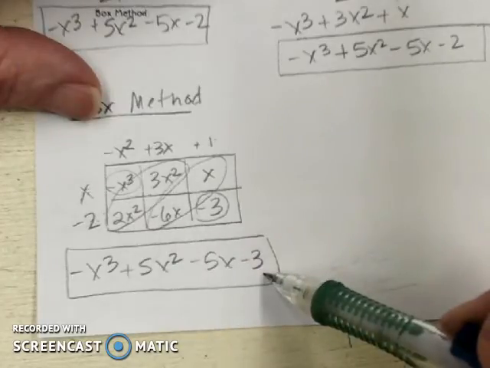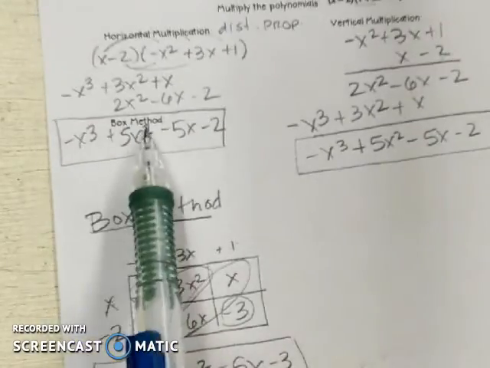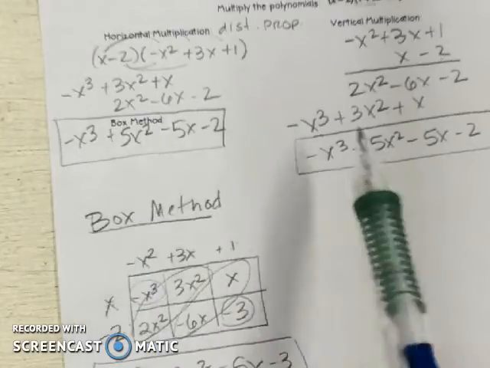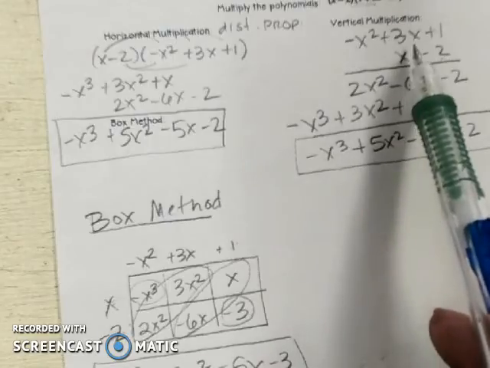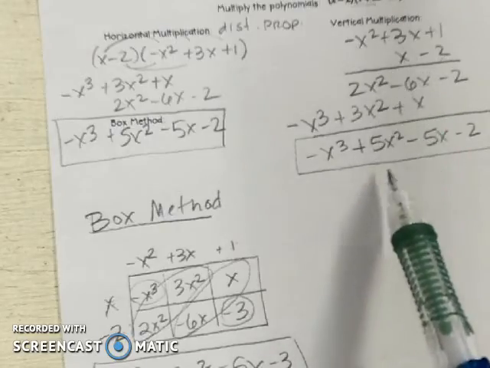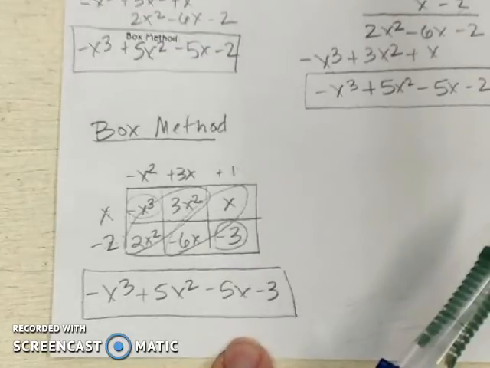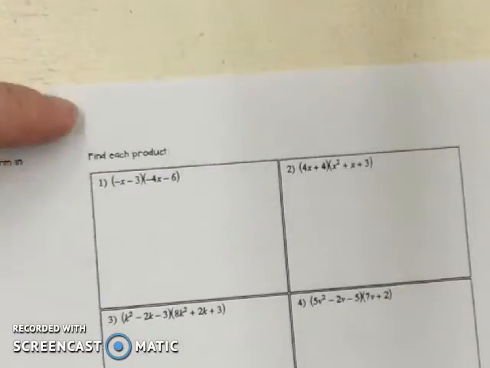So you've got 3 different ways to do it. You can do your distributive property, stack them and add them. You can do your vertical multiplication where you stack them and multiply them and then add them, or you can do this box method. You pick whatever you want to do. I'm going to do a little bit of all 3.